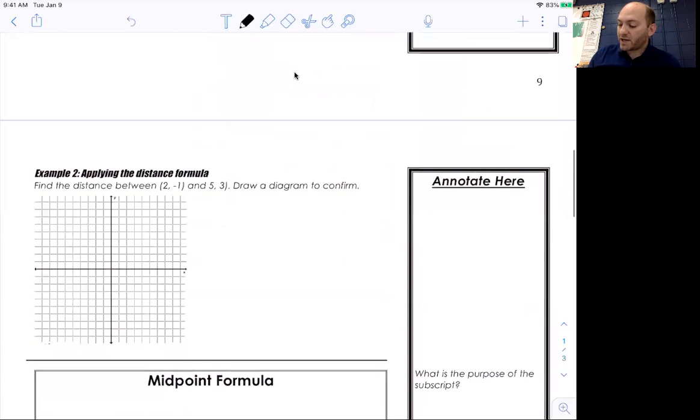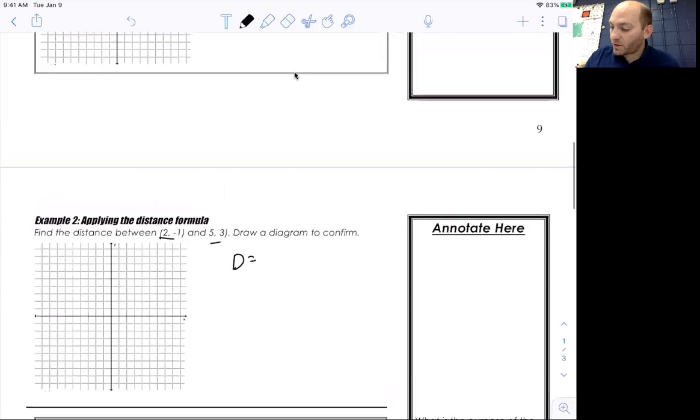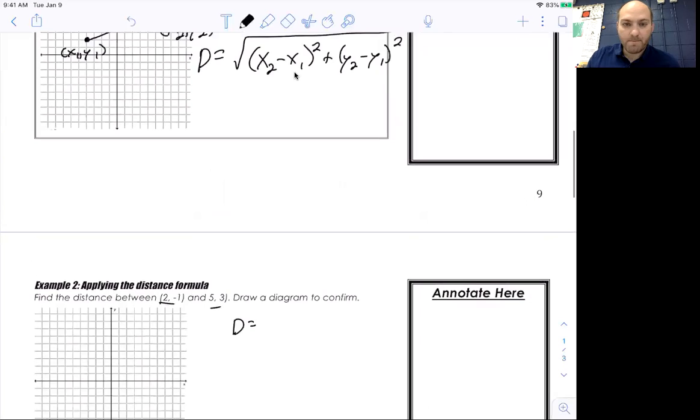Well, let's look at down here. Find the distance between (2, -1) and (5, 3). I'm going to do this with the distance formula. Then I'm going to do Pythagorean Theorem on the graph just to show that both are the same. So my distance formula, I can pull it up right there.